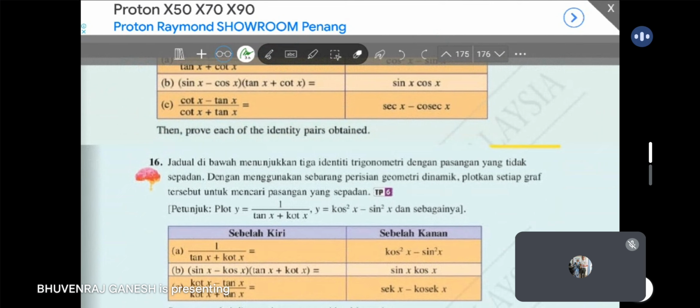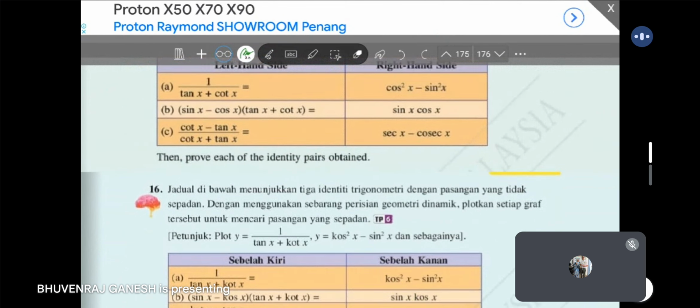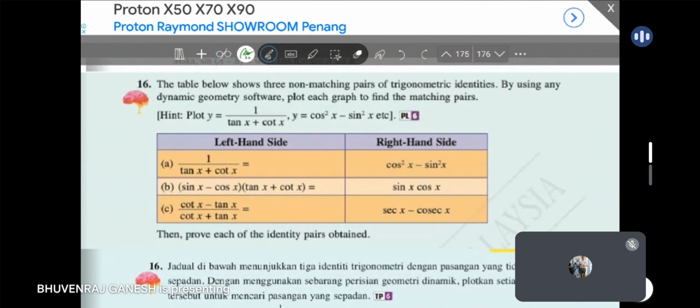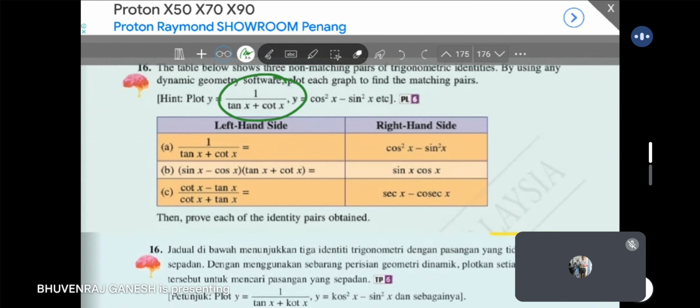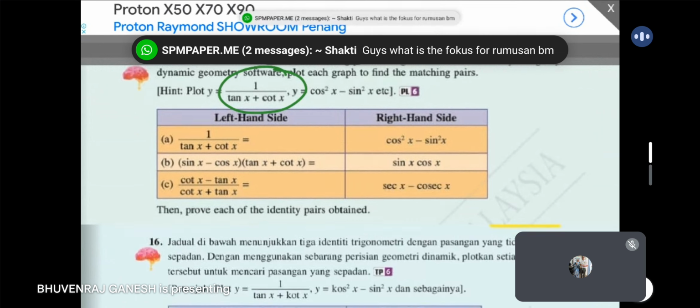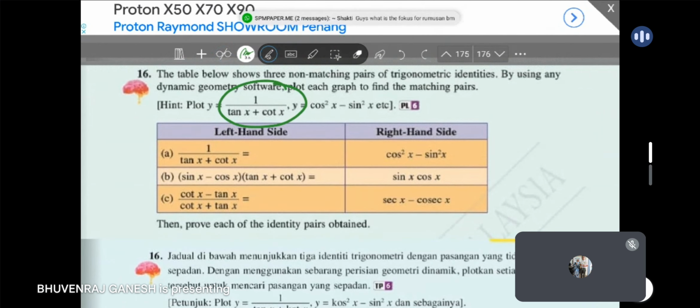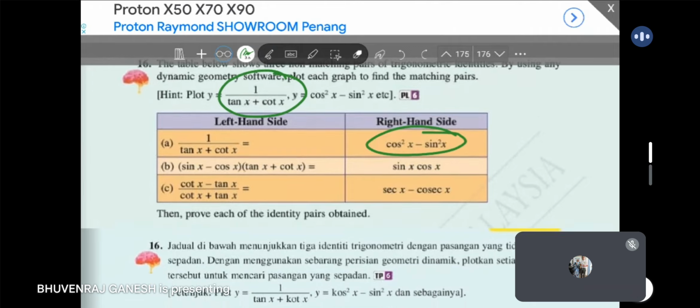Okay, so the first graph that you need to plot is 1 over tangent x plus cotangent x. Alright, so how to plot the graph? Maybe you can try to draw this graph, guys. Kamu boleh lukis yang ni. Okay, it's much easier. Lebih senang.